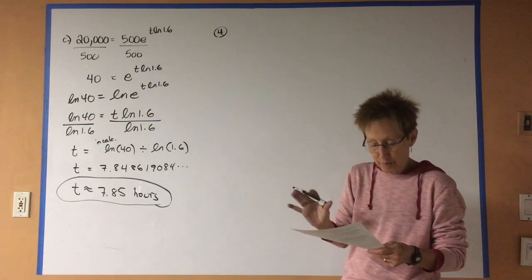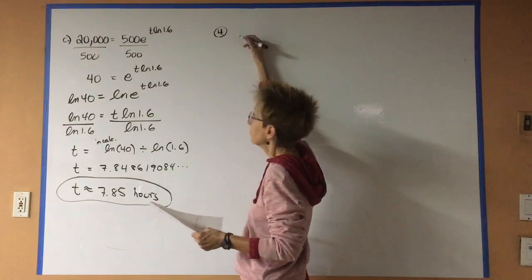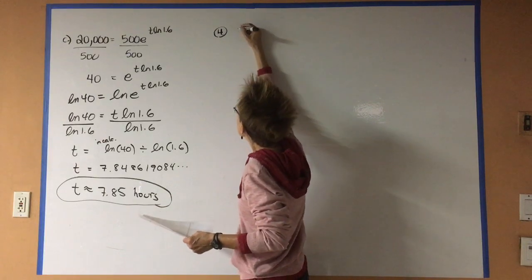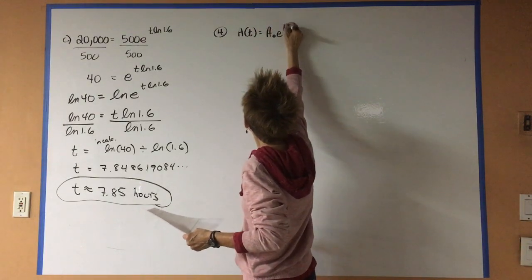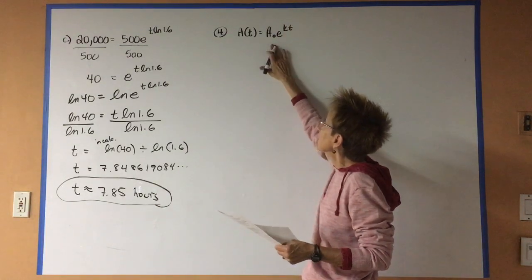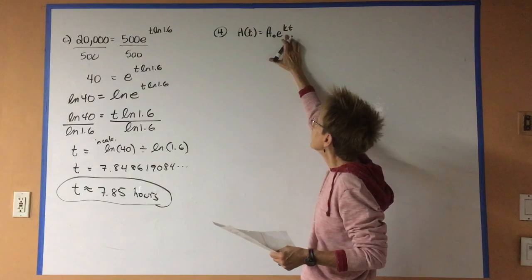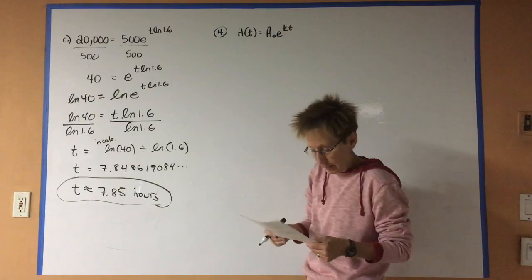So I need to have a formula here so that I can follow. So let me think about this. If it follows that exponential law of decay, we're talking about A of t is equal to A sub 0 e to the kt, where this is the future value, this is the present value, that's the rate of decay, and that's time. So let me see what I can fill in here.